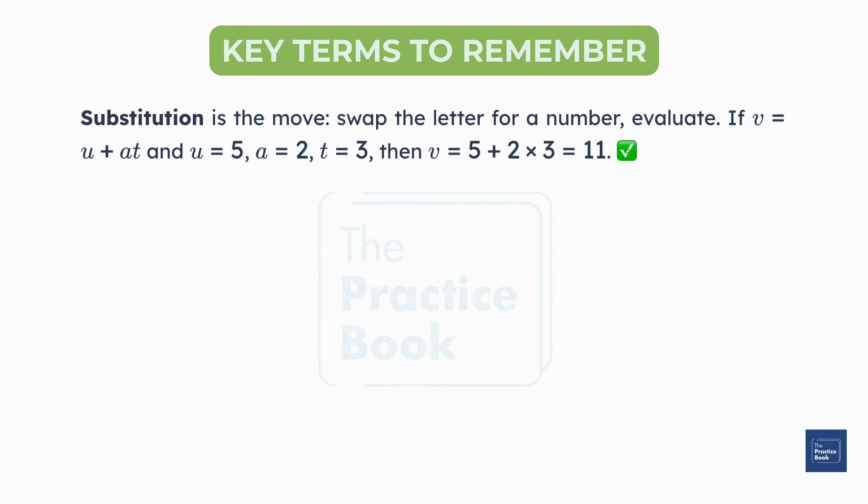4. Substitution is the move. Swap the letter for a number, then evaluate. If v equals u plus at and u equals 5, a equals 2, and t equals 3, then v equals 5 plus 2 times 3, which equals 11.